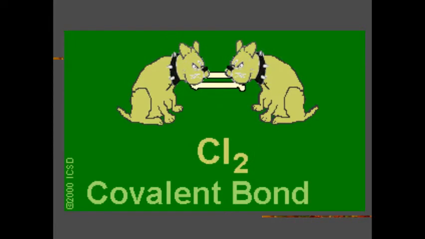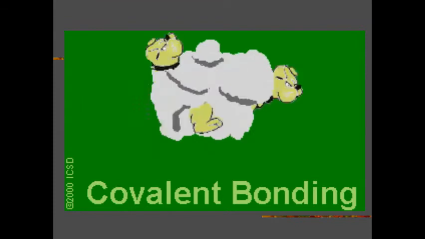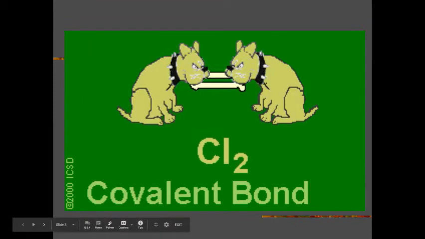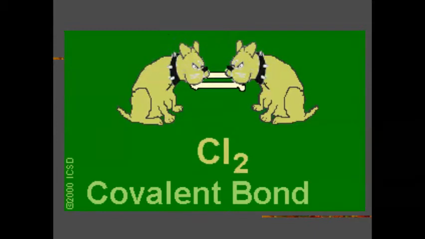And so we talked about covalent bonding in our last slideshow. And this would be a non-polar covalent bond where the sharing is happening equally by both dogs in this case.